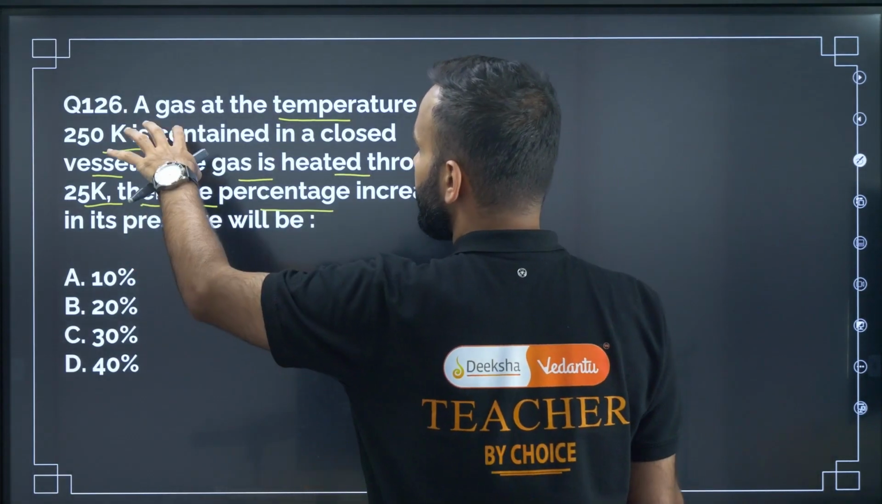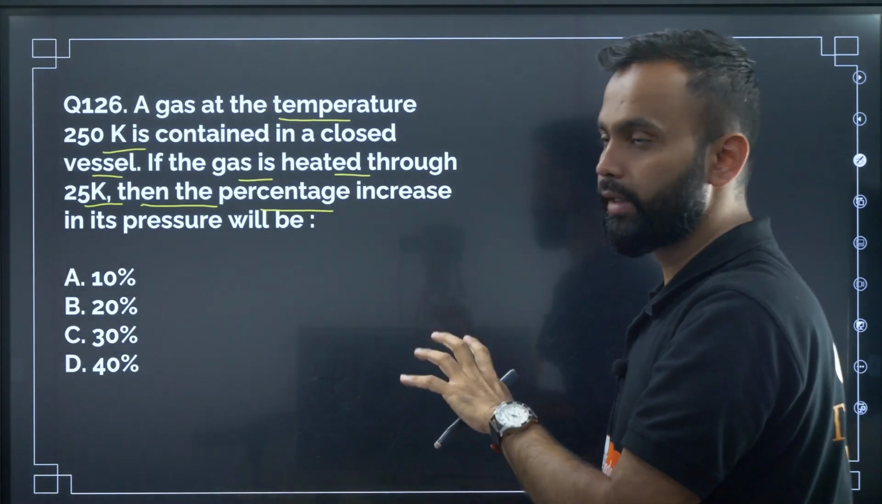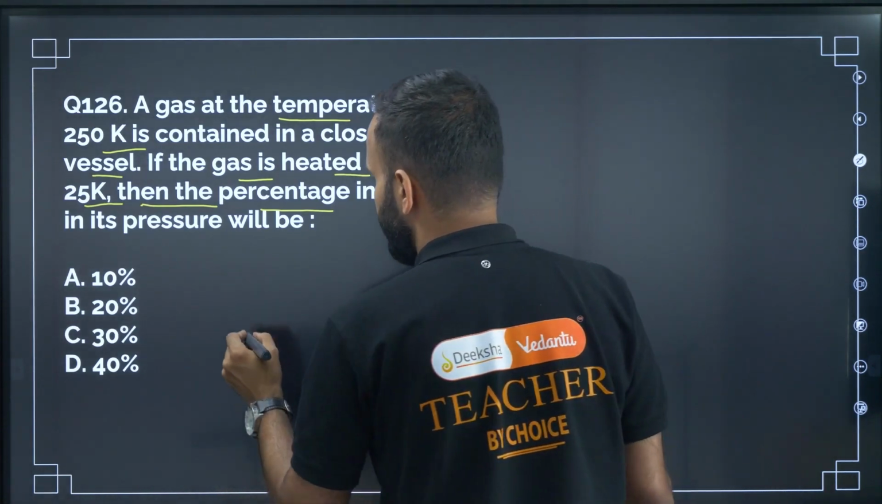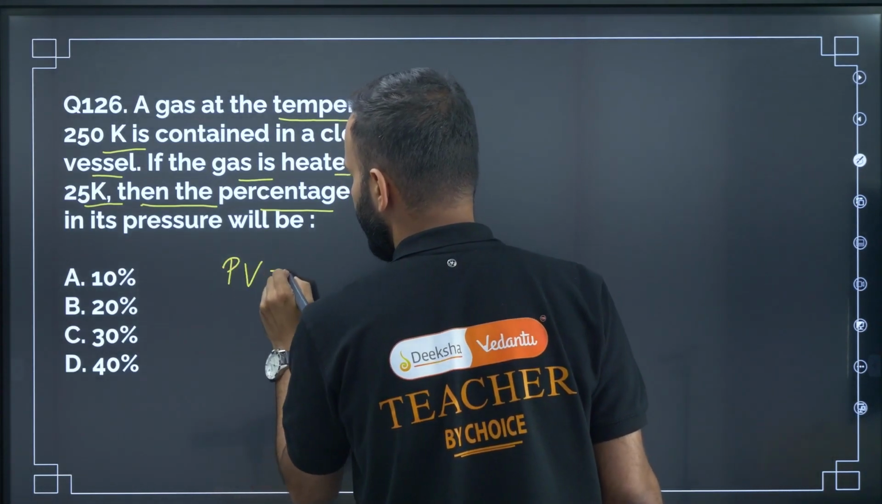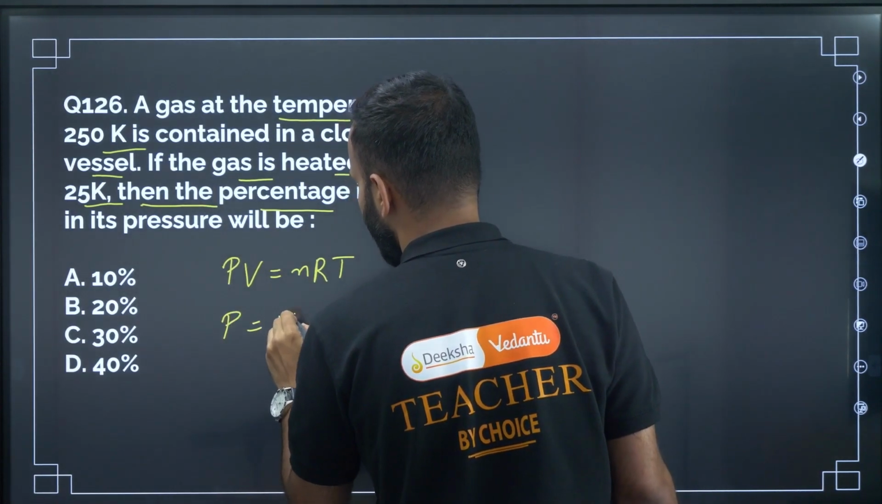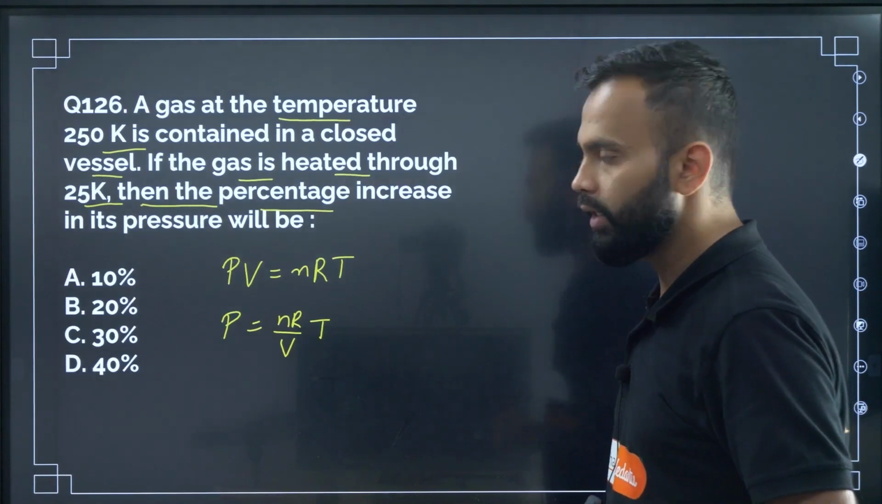Here the gas at the temperature 250 K is contained in a closed vessel, so the volume remains constant. Ideal gas equation: PV = nRT, so P = (nR/V) T. We need to find the change in pressure.